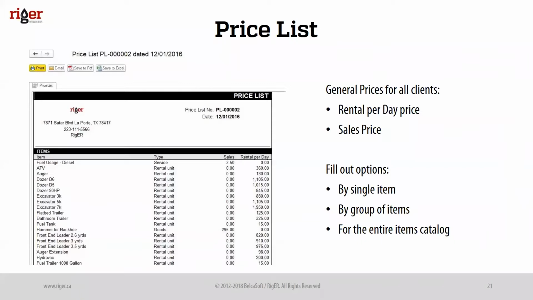And the third option, and probably the most applicable to most of our clients, is to fill out the price list with the entire population of your rental equipment in the system, and services as well. You just hit the fill out button and all the rental units and services will be taken from the catalog and put in the price list.